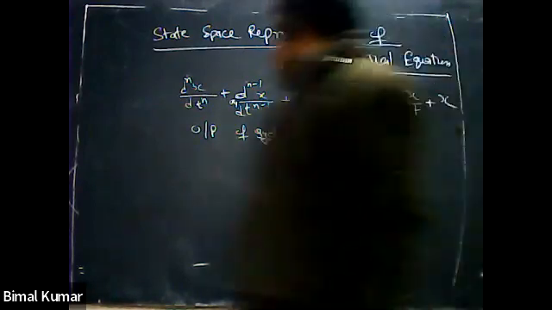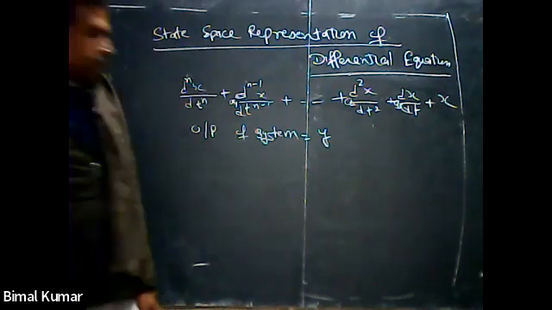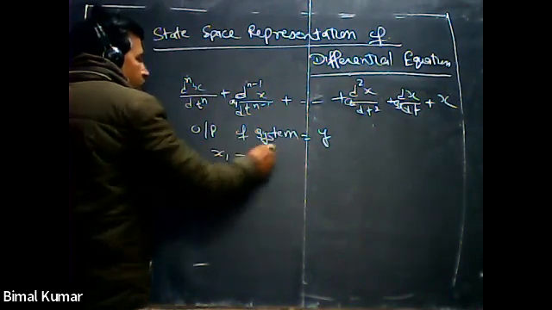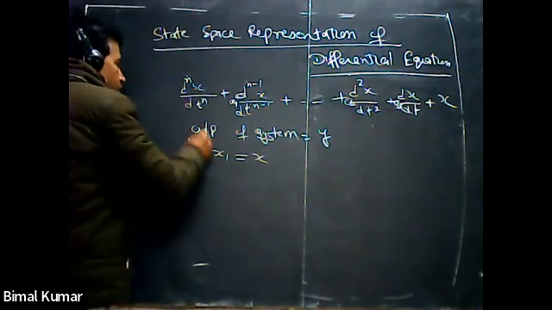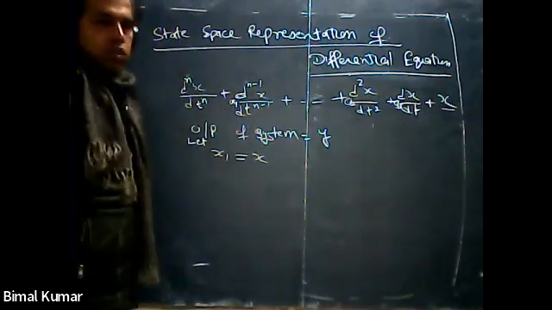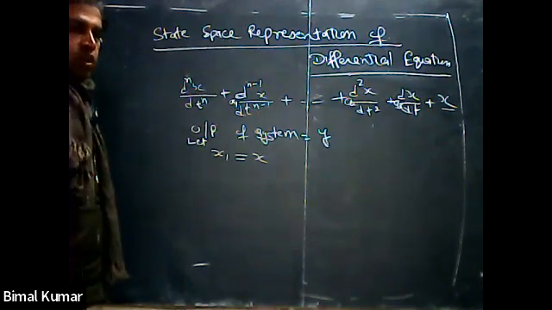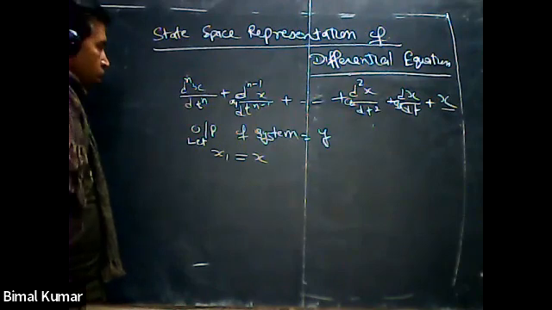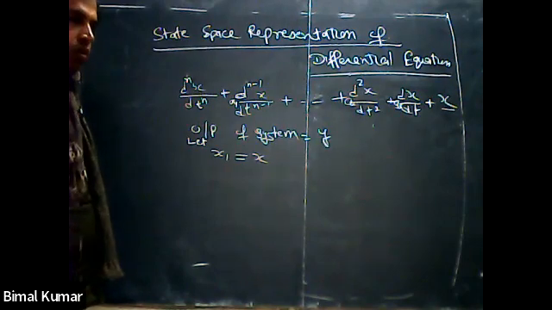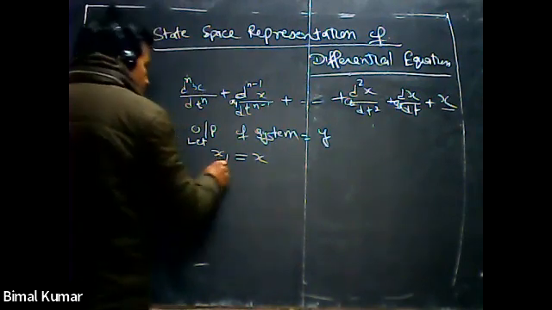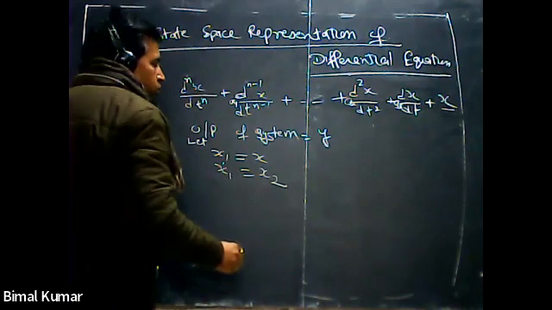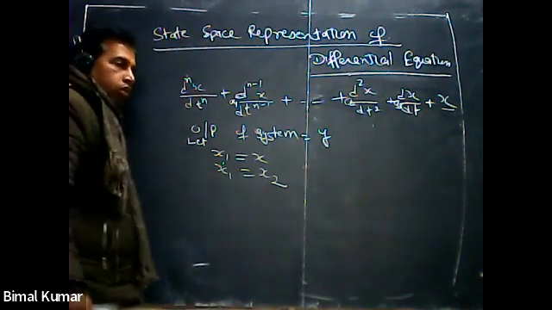We know that, I'm just taking x1 is equal to x. Let x1 is equal to x. Now this x, which is having no differential term, will be considered as x1. Then after that, x1 dot is equal to x2.